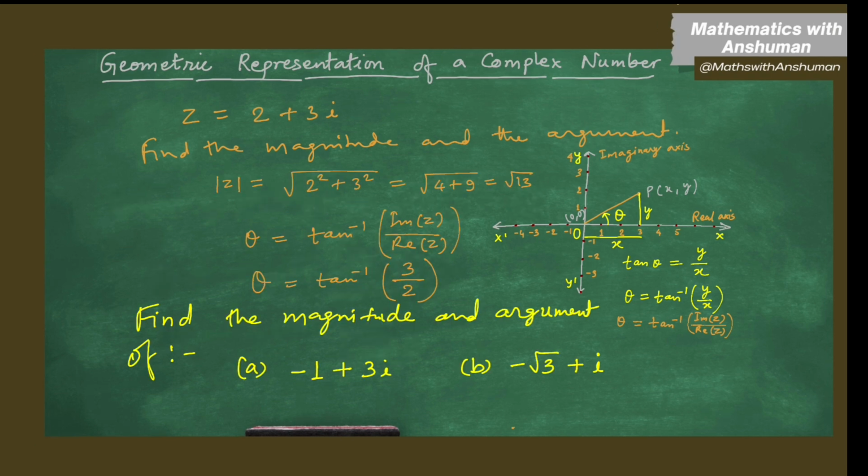And let me give you two questions as your homework. Find the magnitude and argument of (a) minus 1 plus 3 iota and (b) minus under root 3 plus iota.